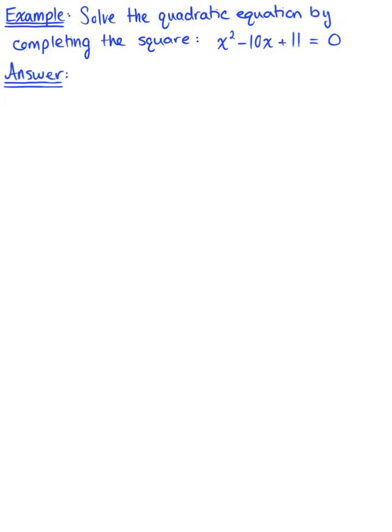Solve the following quadratic equation by completing the square. And we are given the quadratic equation defined as x squared minus 10x plus 11 equals 0. So to begin, let's start by recalling how we complete the square.